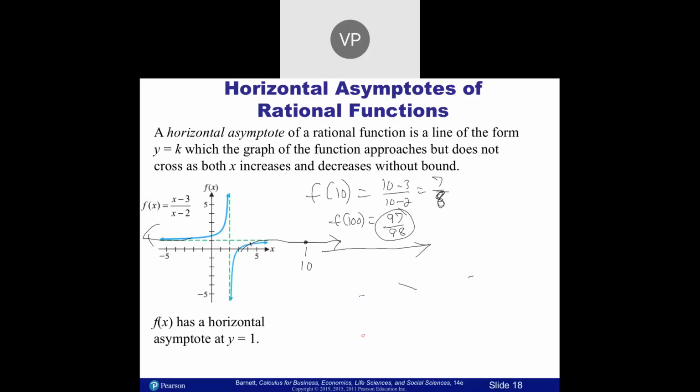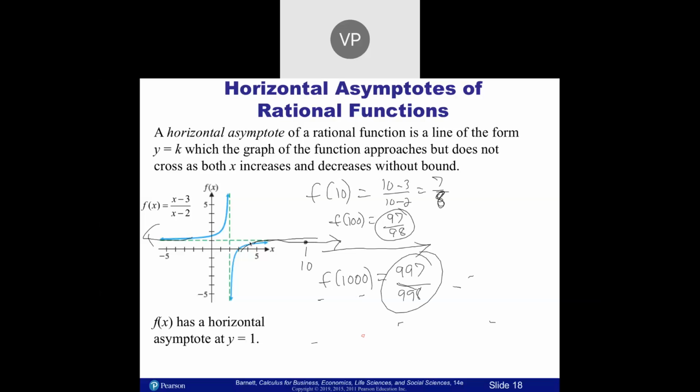This fraction is getting bigger and bigger, but it's not really growing that much, but it's growing enough, and it's still always going to be just under the number 1. If I plug in f of 1,000, I get 997 over 998. Again, it's slowly rising, but it never hits this 1. That's how you get an idea of what the asymptote is. It's just above this number.